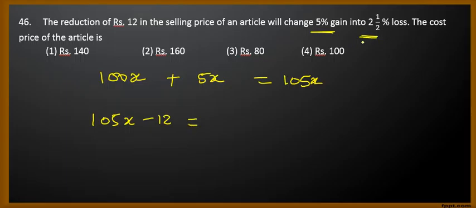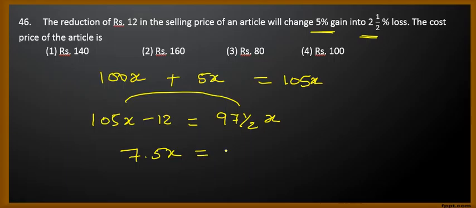He will get a 2.5% loss. So this will become 97.5x, because he got a loss of this much. So on simplification, if you bring this 97.5 to the left hand side, 105 minus 97.5 is equal to how much? 7.5x, which is equal to 12.